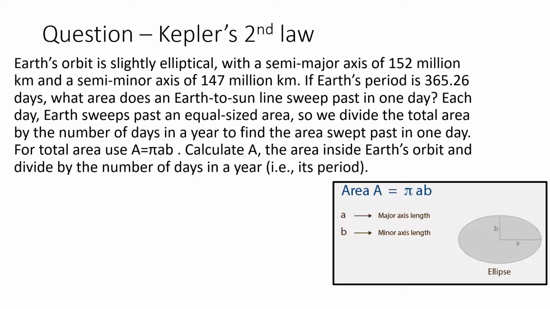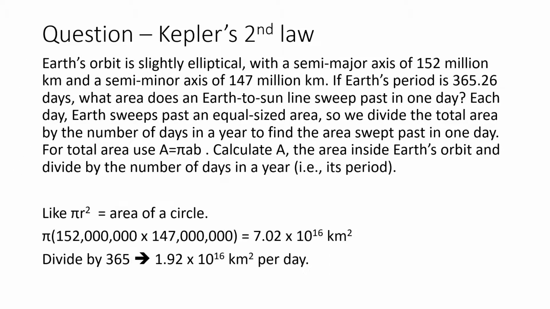First calculate A, and then divide by the number of days in a year. So pi times 152 million kilometers times 147 million kilometers, you end up with 7.02 times 10 to the power of 16 kilometers squared. I've left it in kilometers squared, but it should be in meters squared. And then you divide by 365, but I'll round it up to 365, and then you end up with 1.92 times 10 to the 16 kilometers squared per day.